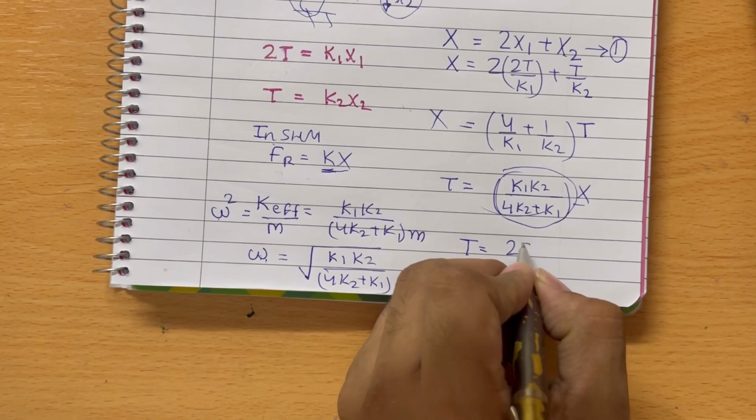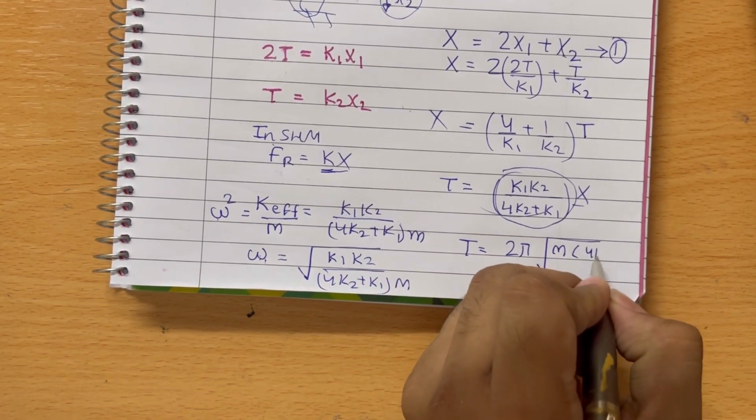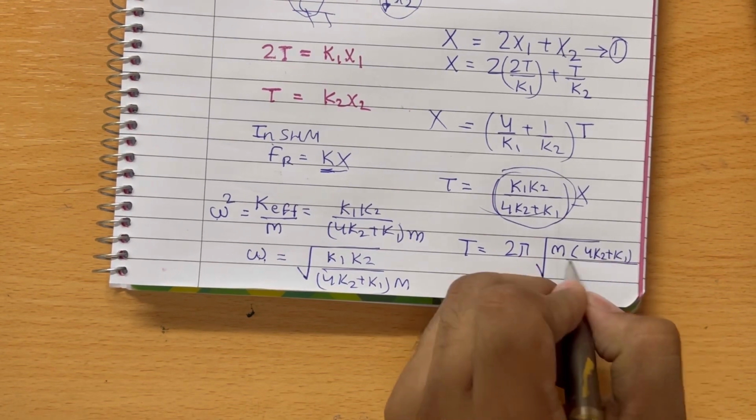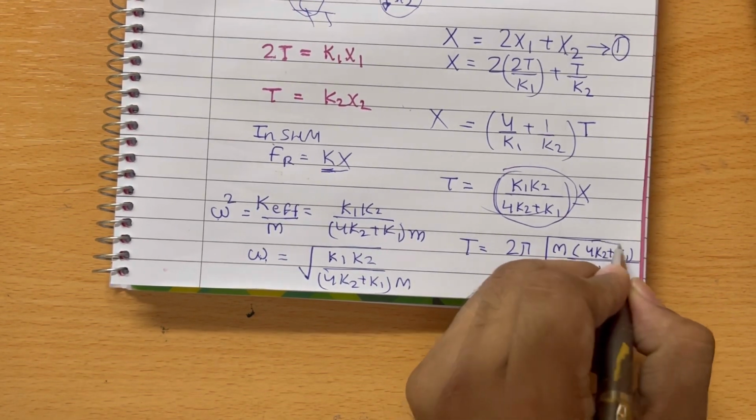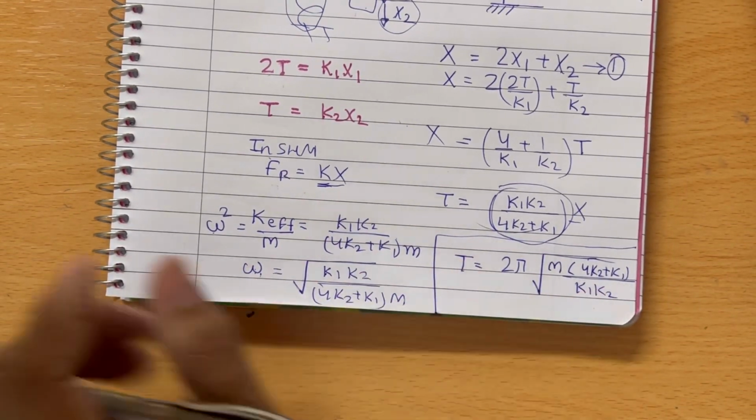Time period will come 2 pi under root of M into (4 K2 plus K1) divided by K1 K2. So this is going to be your answer for this question. Solving this, you will get this.